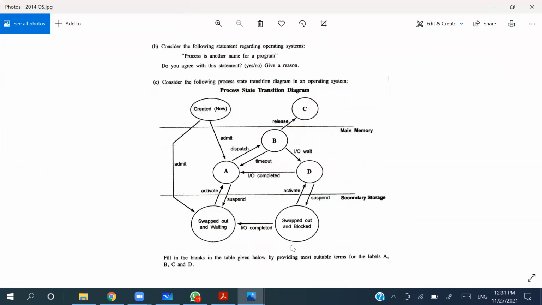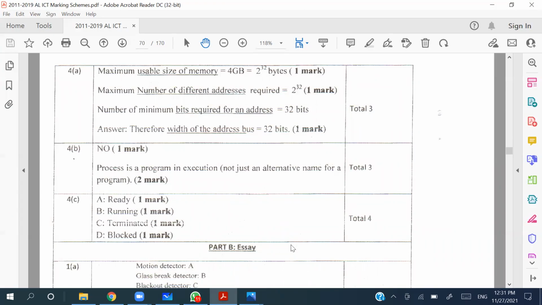And again, for the B part, they have given a particular expression, right? Process is another name for a program. Do you agree? So we can clearly say no, because process is not another name for a program. Process is a program in execution, and a program can have many processes, right?